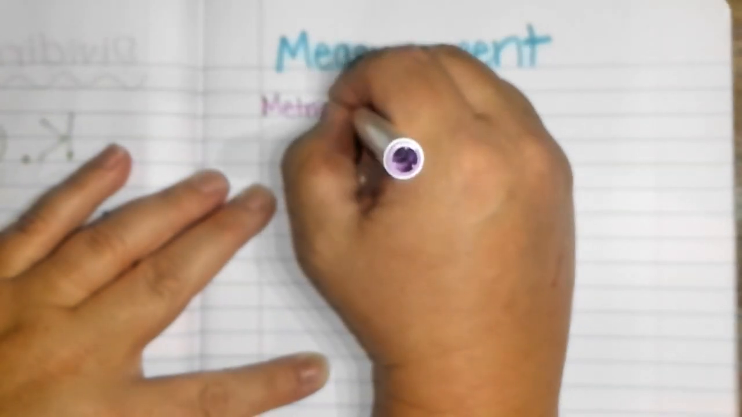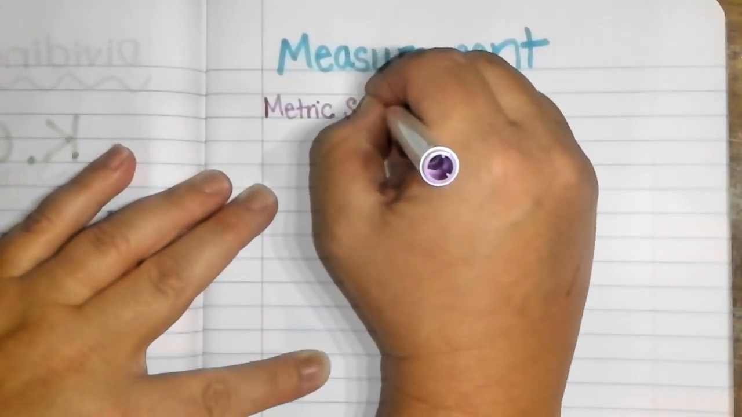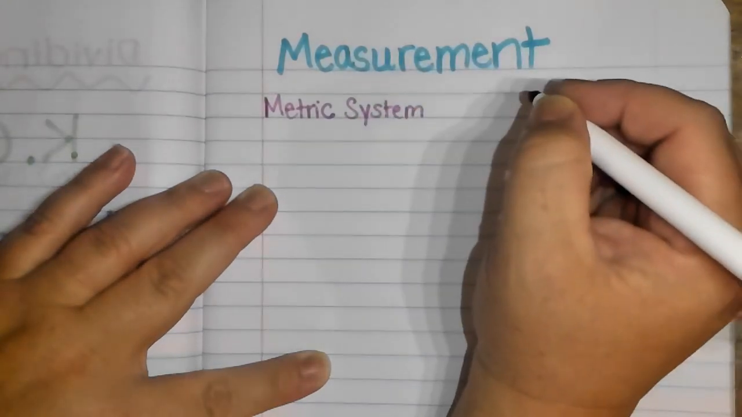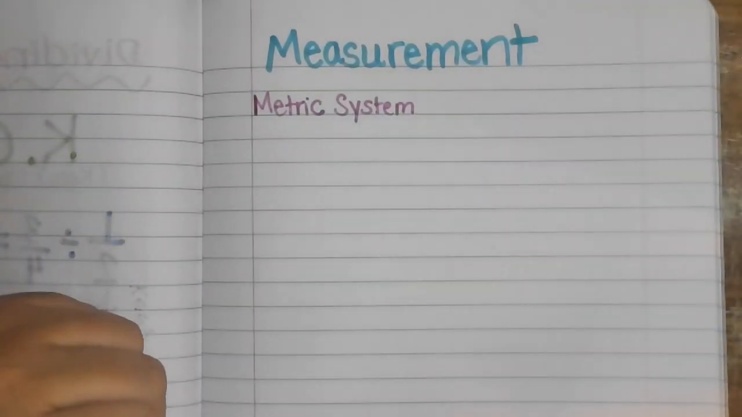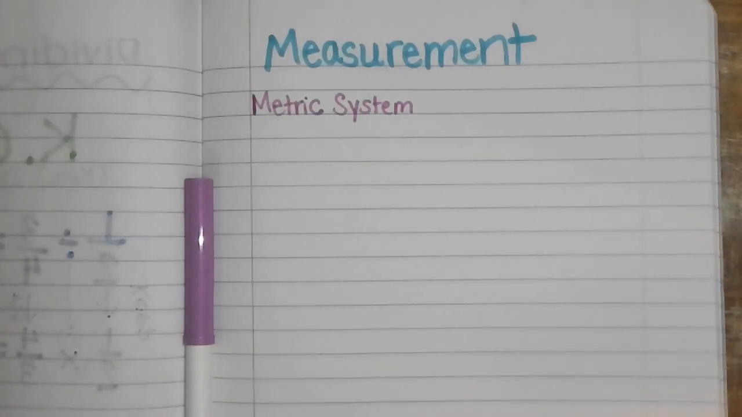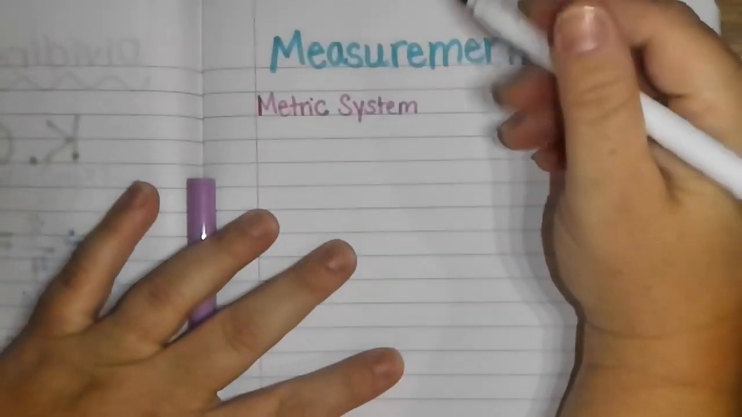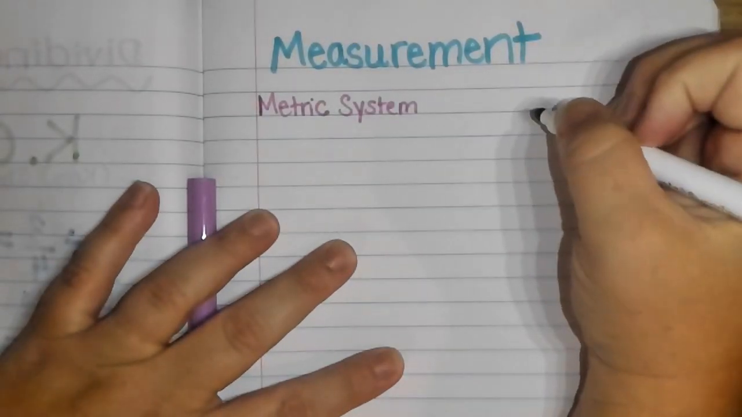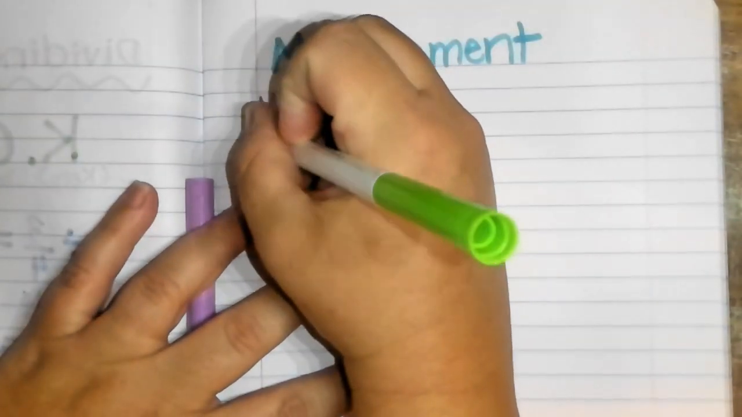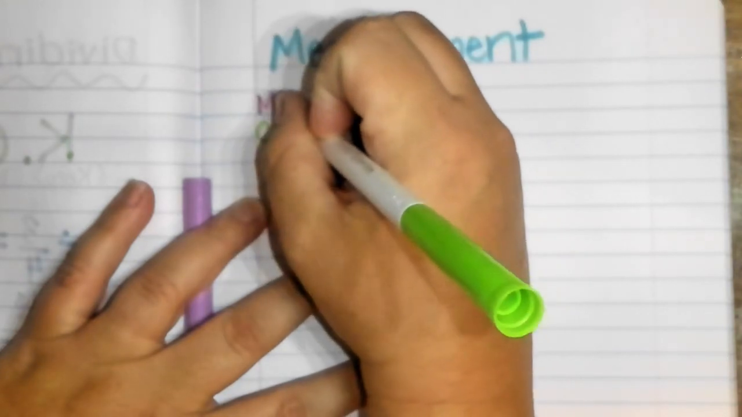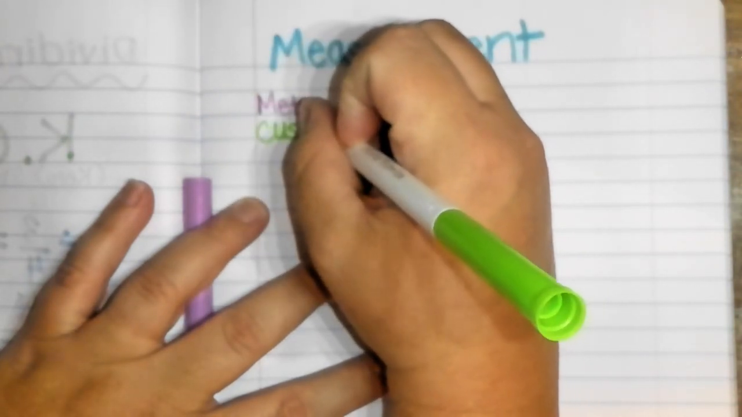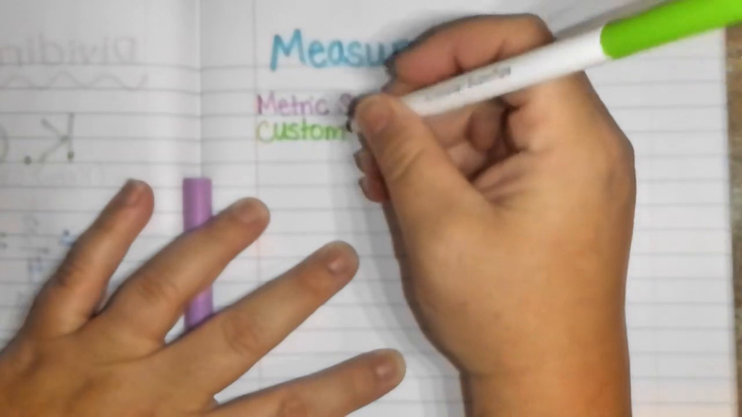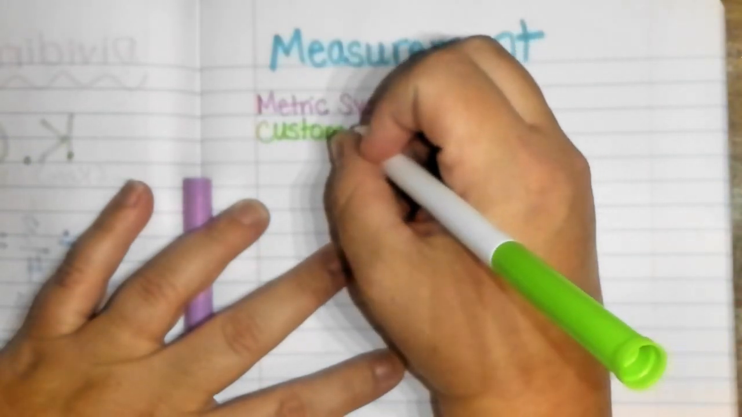And then we have the U.S. standard or the customary, whichever you prefer to write here. I'll call it customary just because that is going to match up with our chart in a minute. So we have the metric system and we have the customary. Sorry if this is blurry. As I write, it tends to get blurrier.